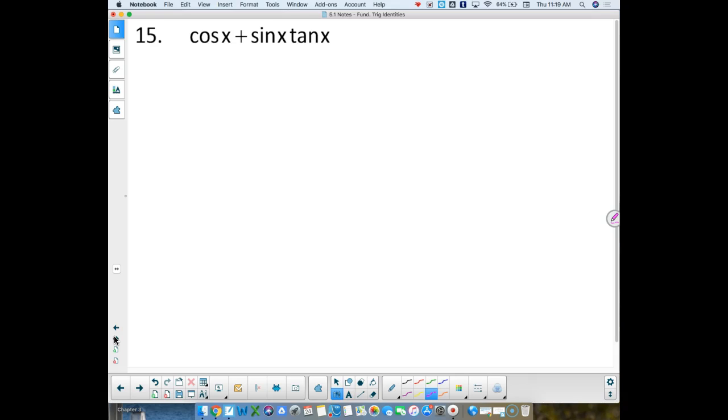Cosine of x plus sine of x tangent of x. All right. So how I did this one is I would say, well, sine of x tangent of x is sine of x times sine of x over cosine of x, right? So this is really sine squared of x over cosine of x.